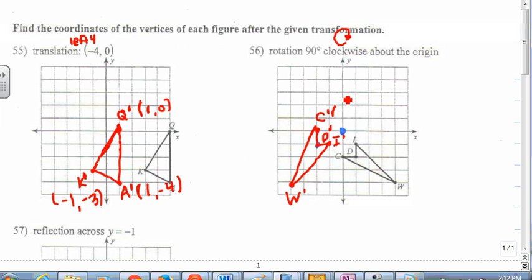Okay, so what is our location of C prime? -2, 0. All right, what is our location of D prime? -2, -1. Very good. What's our location of I prime? -1, -1. Very good. And lastly, our location of W prime. -4, -4.